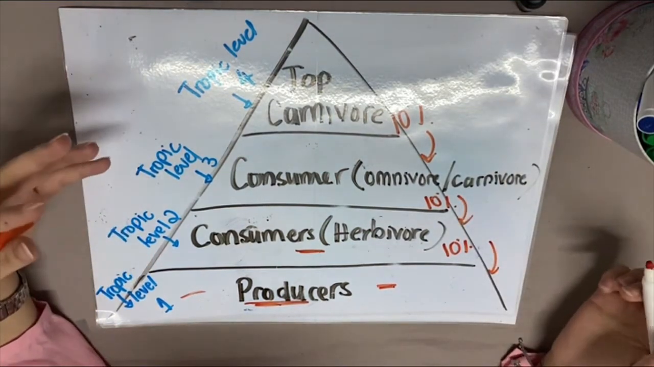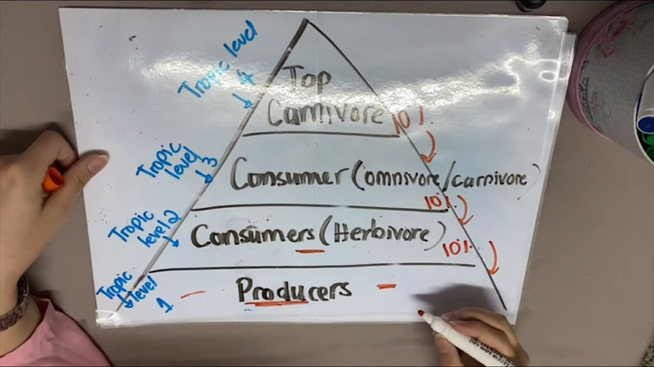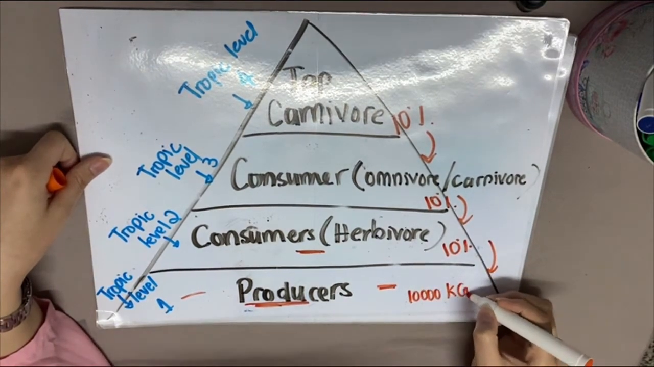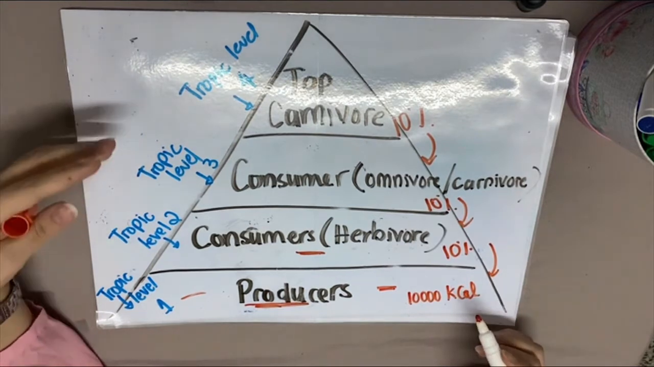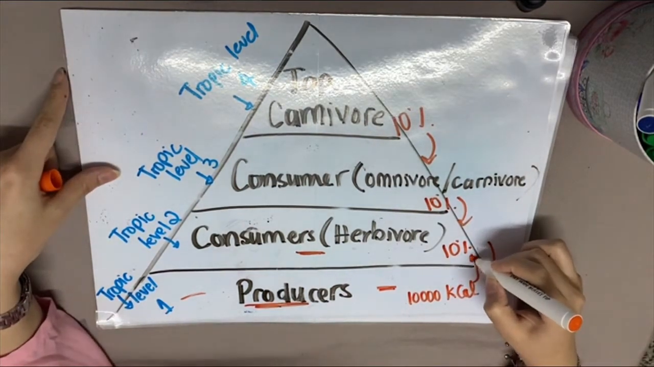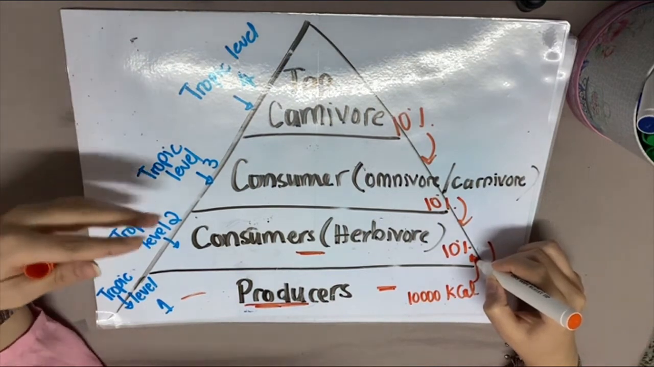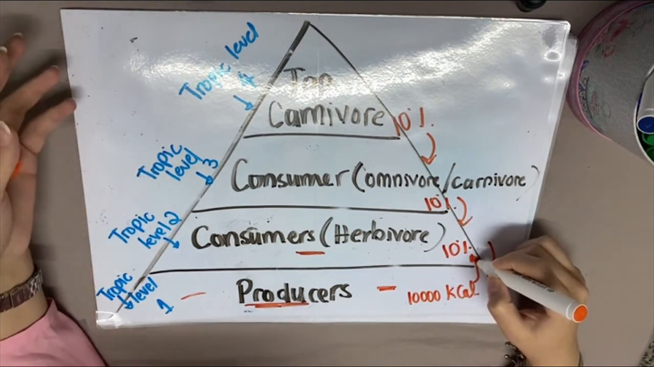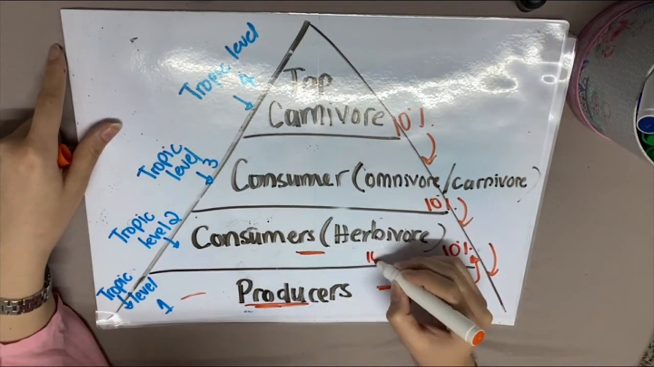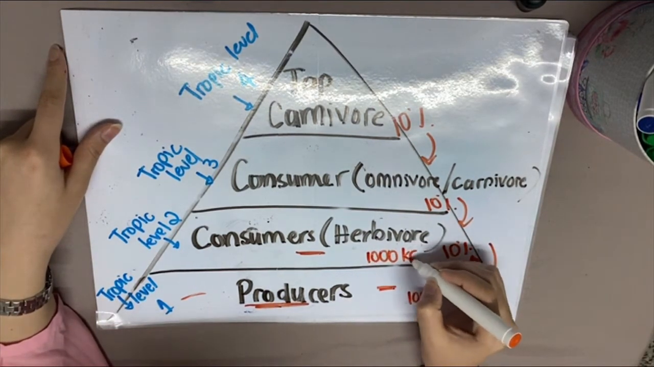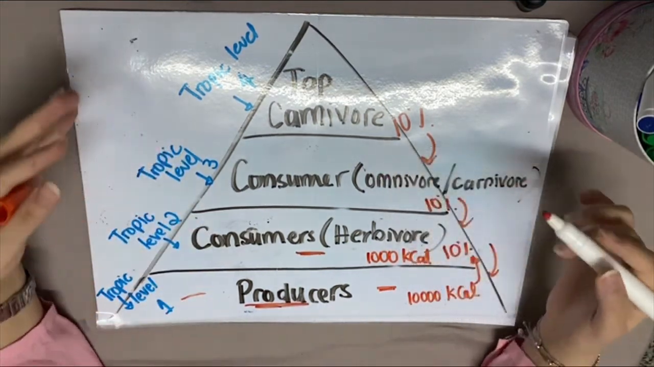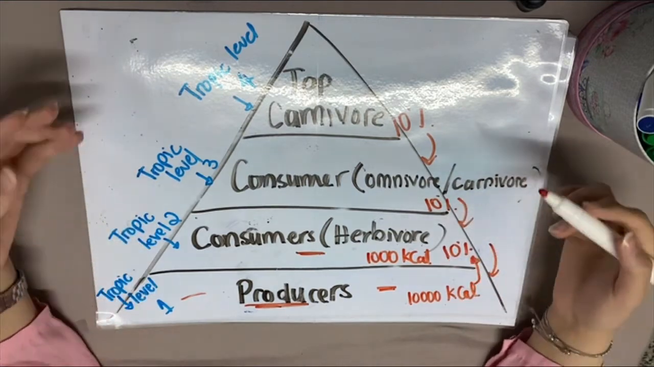So let's say the trophic level 1 has 10,000 kcals. Kcals are a unit for energy. And only 10% of this 10,000 kcal go to trophic level 2 for the primary consumers. So here we have only 1,000 kcal. And the same thing goes up as you go on. Only 10% moves to the next level.